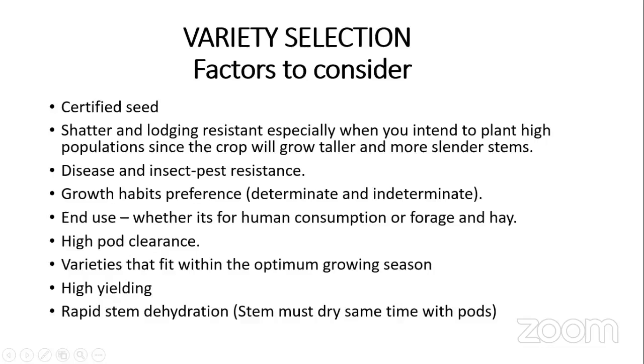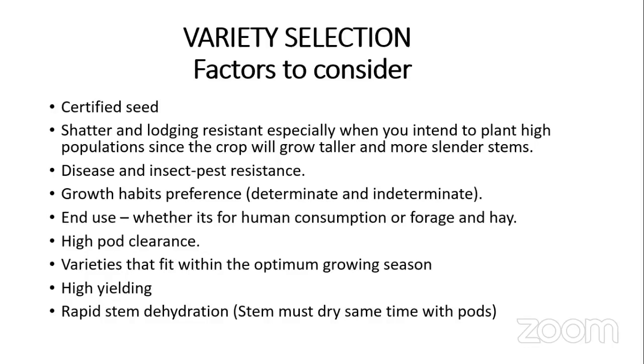So normally what we are looking at when you are considering this factor is that you have to consider varieties which are shatter resistant, and you also need to make sure that you choose varieties which are not susceptible to lodging. And also maybe issues to do with high plant populations. When you put a high plant population, obviously your crop is going to grow thinner and longer, and because of that, it will become very susceptible to lodging. So these are some of the things that you need to consider.